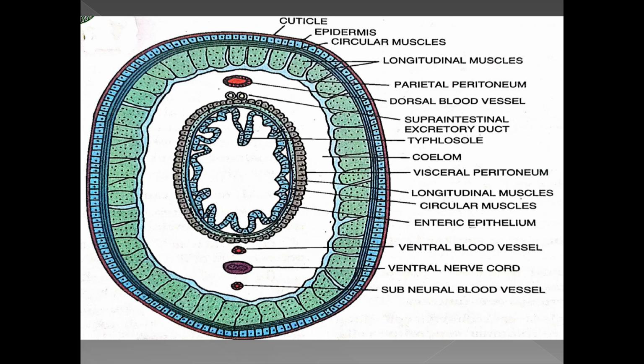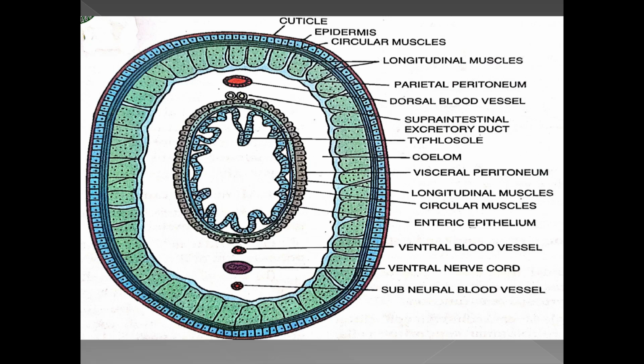This is the cross section of the earthworm's body. The outermost layer is the cuticle, inner to that is the epidermis, then the circular muscles, then the longitudinal muscles. The body wall of the earthworm is very moist, thin, soft, skinny and elastic. Cuticle covers the body wall externally, and it is a thin, non-cellular layer secreted by the epidermis.